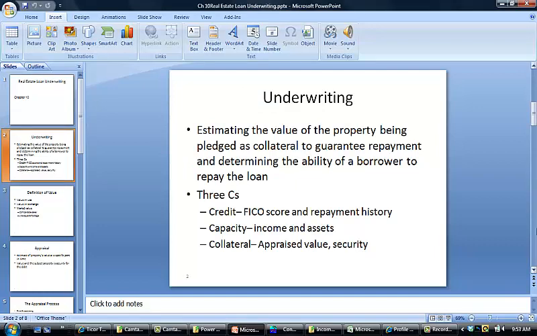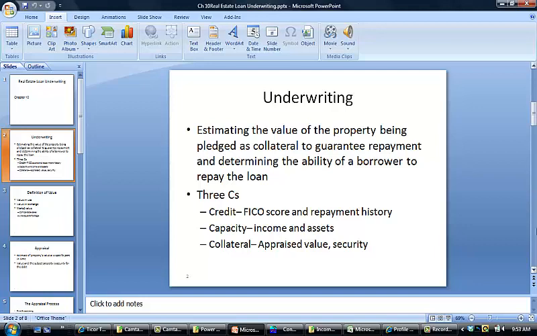In underwriting, we are going to make sure that the collateral has good value. Collateral means what's security for the debt, and the house is security for the debt. If the people go into foreclosure and we need to pull the property back, do we have good value in that property? The other thing we're looking at is the borrower.